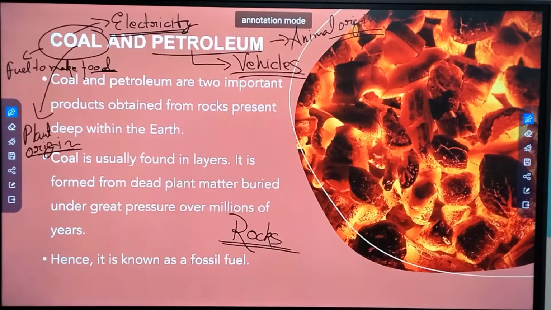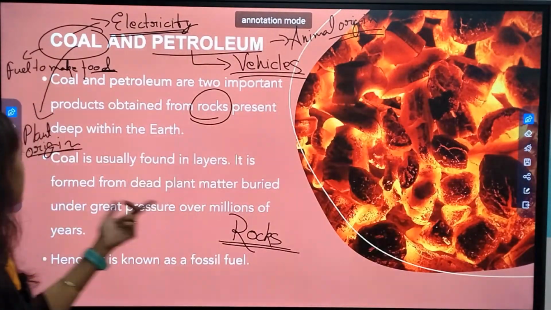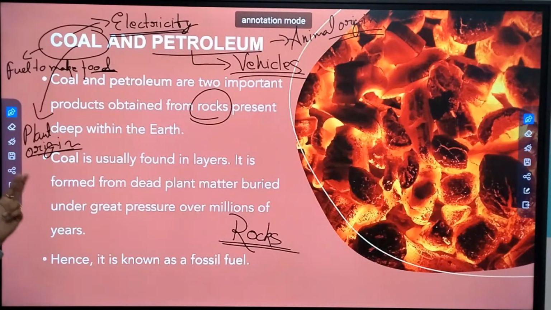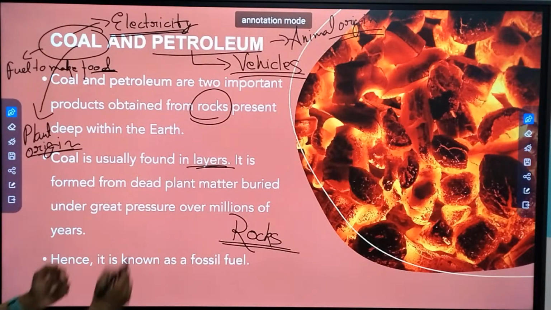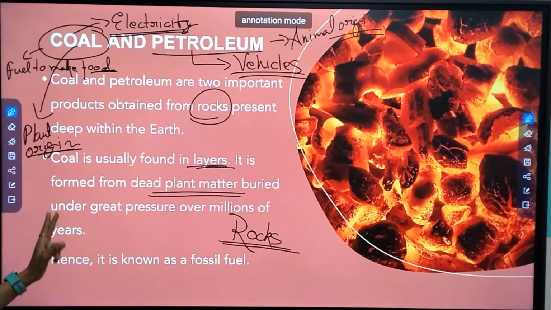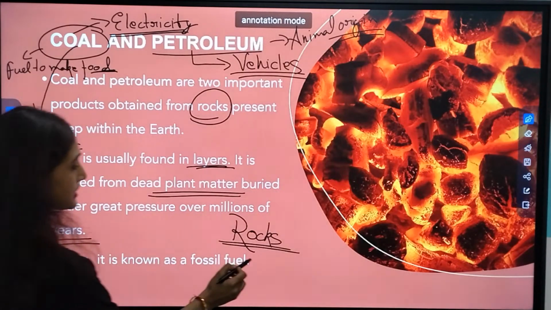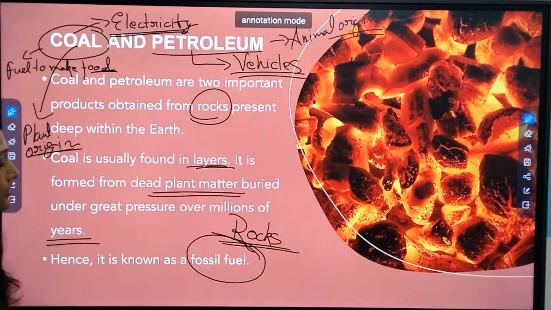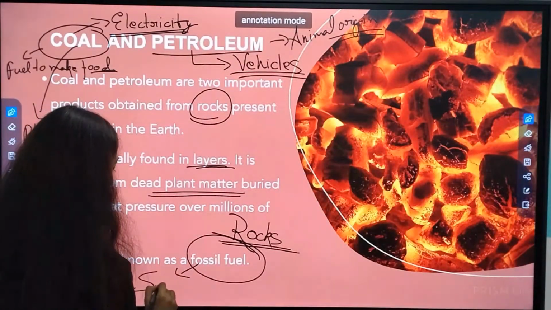Now let's read. Coal and petroleum are two important products obtained from where? Obtained from rocks present deep within the earth. Coal is usually found in layers. It is formed by dead plant material. I have just told you. Buried under high pressure over millions of years. Hence, it is known as fossil fuel. Where do you find fossil? You find fossil in sedimentary rock.